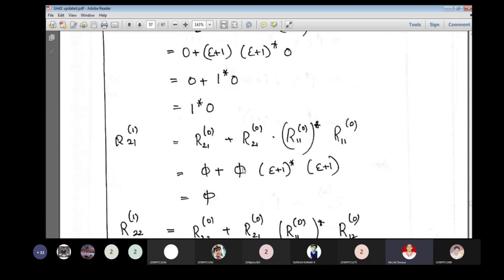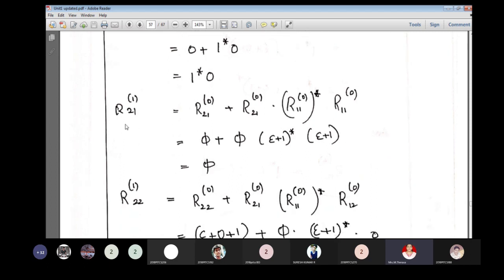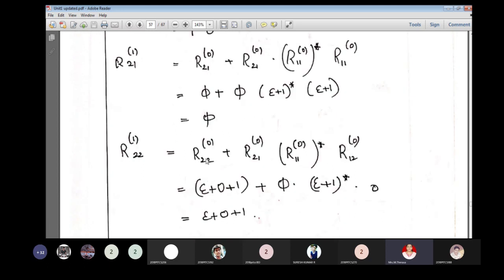Anything concatenated with pi is pi. So pi plus pi, you will be getting pi. So the answer for this R21 is pi. Next, R22 power 1.